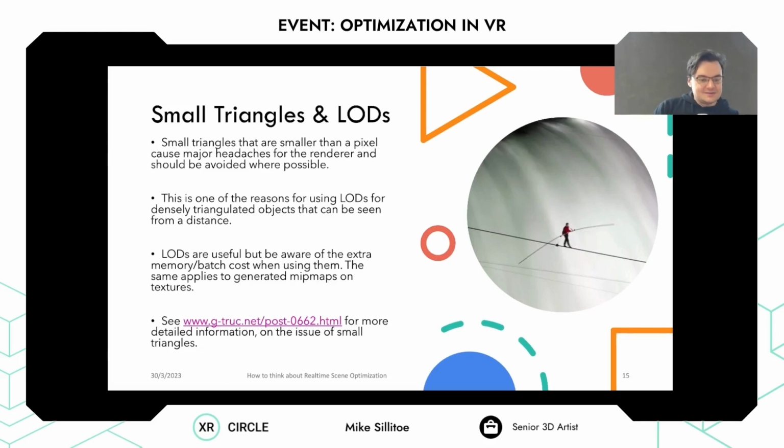And as I said, there's a really good post on that website there that I highly recommend you check out if you're interested in this, because I feel like it's really overlooked sometimes how bad the performance can get with pixel small triangles. But yeah, I'll let you look into that.